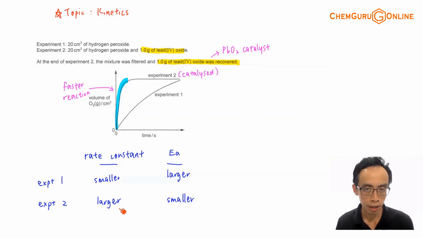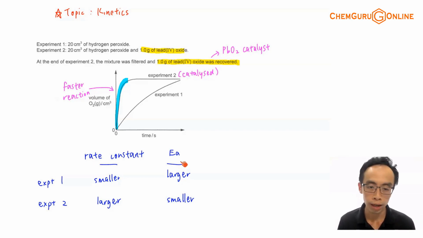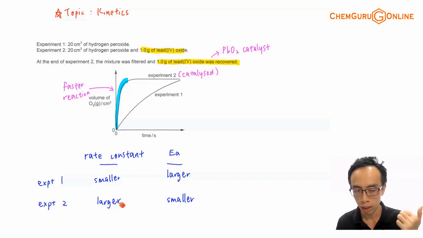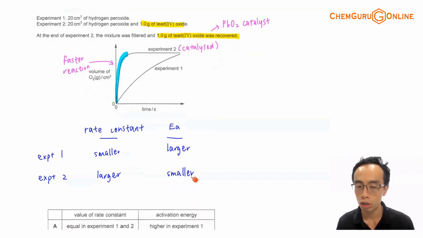is it is providing an alternative reaction path with a lower activation energy. So when the activation energy is lower, it's easier for the reaction to occur. So we will expect activation energy for the catalyzed reaction to be lower. Remember, activation energy is like the energy barrier that the reactant need to overcome to proceed to form product. Lower activation energy, then you have more reactants, easier for it to proceed to form product, and it means that the rate of the reaction will be faster. So we will expect for experiment 2, rate constant bigger, activation energy smaller.